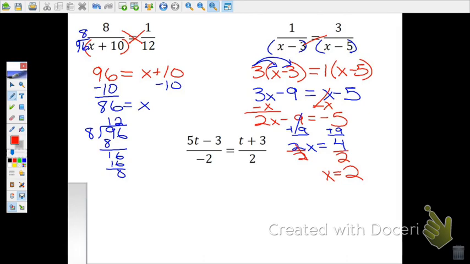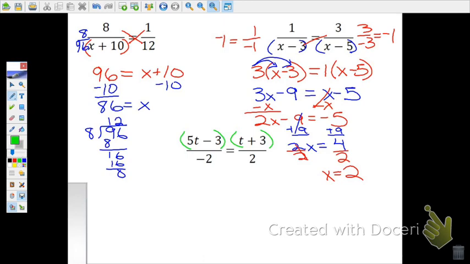If I check my work, I have 1 over 2 minus 3 is negative 1, which gives me an answer of negative 1. On the right side, if I put 2 in place of x, 2 minus 5 is negative 3. 3 divided by negative 3 is negative 1. So always a good thing to do, check that work.